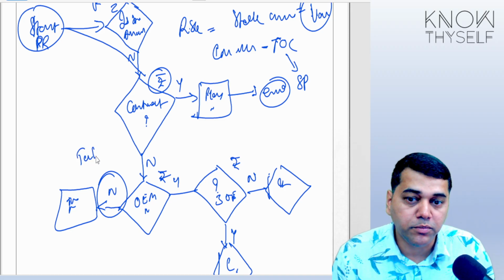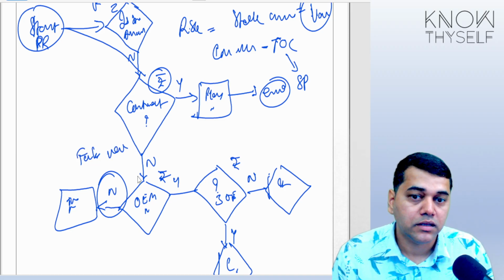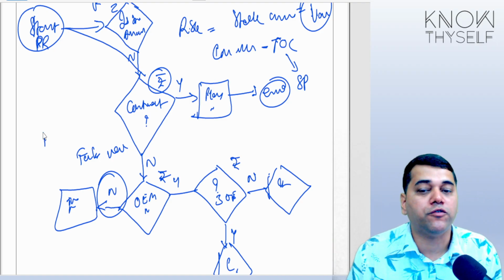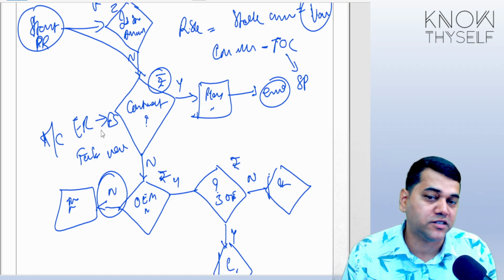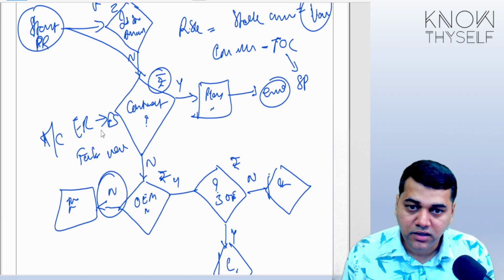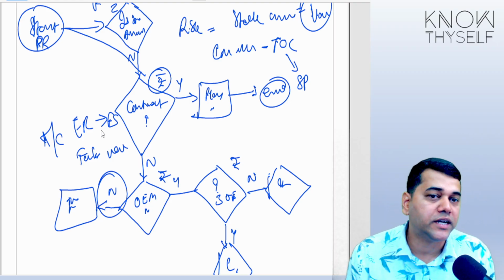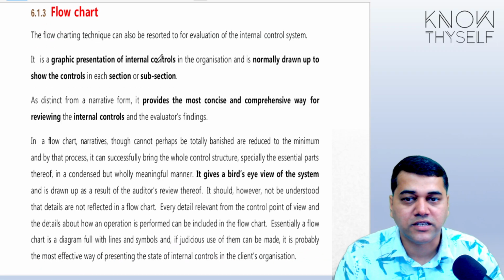Now, there can be possibilities of fake vendors. Some fake purchases could be happening. So the auditor will look at it from this point of view, like how error and fraud can happen and affect my financial statements. I hope it's clear, students. This concept is clear, how the flowchart is prepared and how people will look at the flowchart. Now let us go back to the study material and understand.